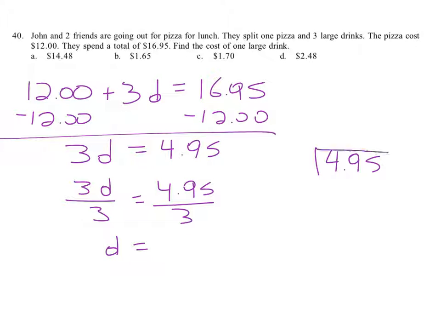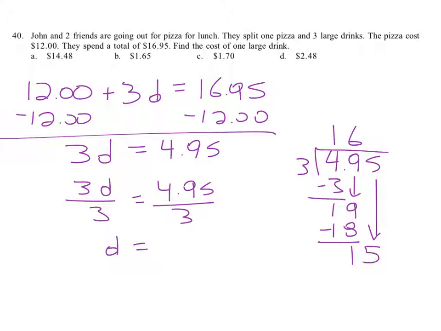$4.95 divided by 3. 3 goes into 4 once. Bring down the 9. 3 goes into 19 6 times. 3 times 6 is 18. Bring down the next number. 3 goes into 15 5 times. 3 times 5 is 15.